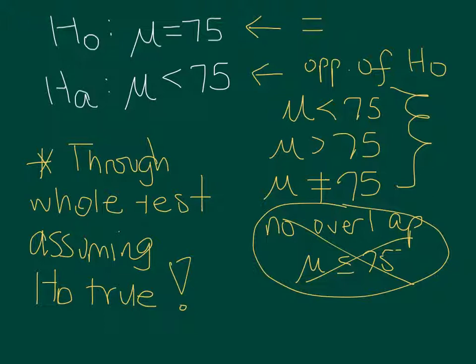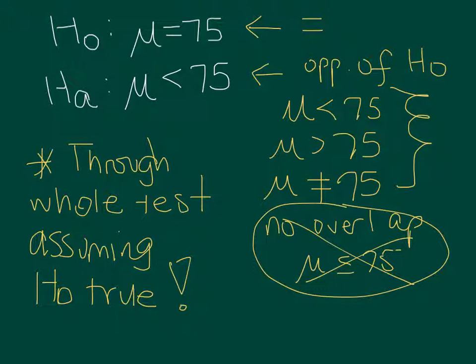So that's the idea of the hypothesis test: we're going to take these two statements, assume the null is true, and do all the statistics, and at the end, and only at the end, if we have statistical evidence, can we make a claim or change our mind that H naught is not the thing that we believe to be true.